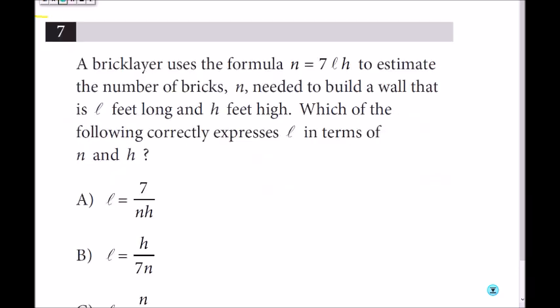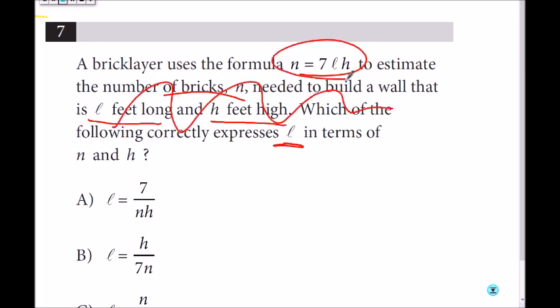Number 7, a bricklayer uses the formula N equals 7LH to estimate the number of bricks N needed to build a wall L feet long and H feet high. Which of the following correctly represents L in terms of N and H? You don't really have to understand any of this. Just go ahead and solve for L.